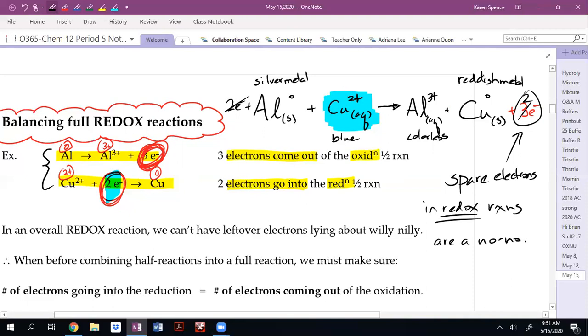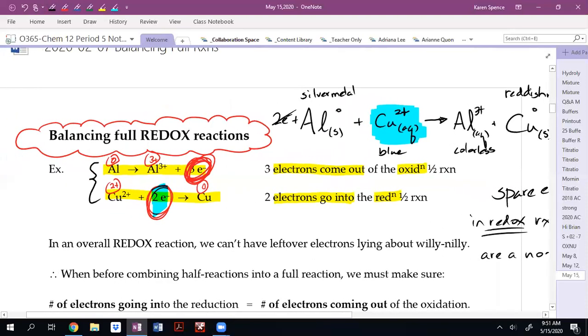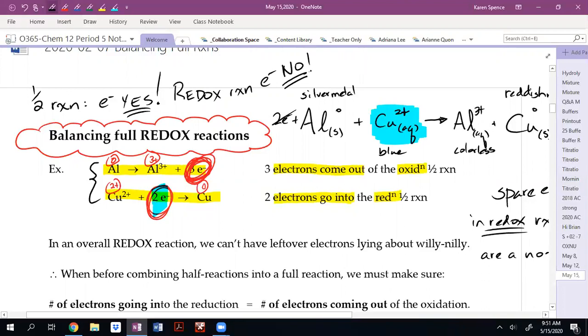It's not like your half reactions. Half reactions will have electrons in them. Redox reactions will have no electrons. Half reactions, electron, yes. Redox reaction, electron, no. So we're going to have to worry about balancing out these electrons. We're going to have to make sure that we get the correct number of each.